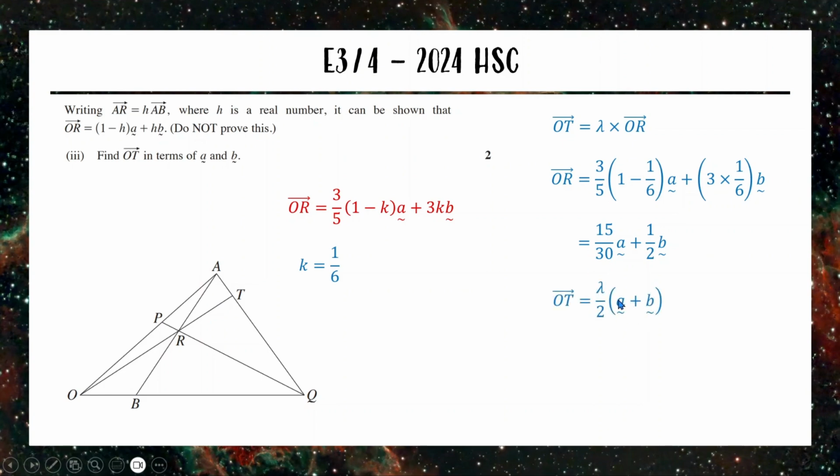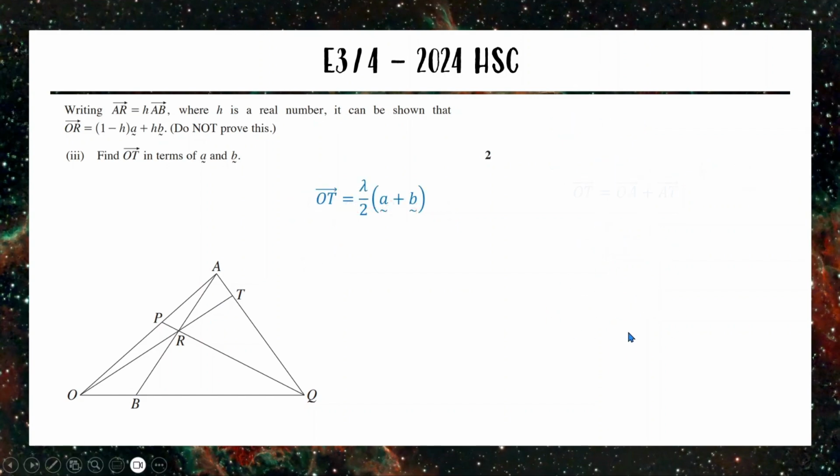So half out the front. Here's our expression for OR. I'm just going to put a lambda in front of it. I don't know why I picked lambda. I think it's probably just what people do. They like to get Greek letters involved, but lambda is the scale factor that's turning OR into OT. And so this is our expression for OT.